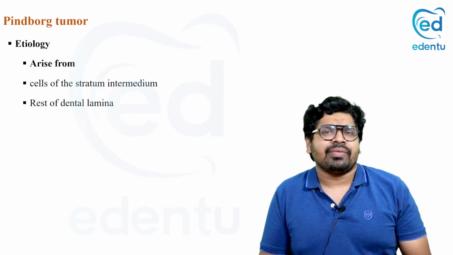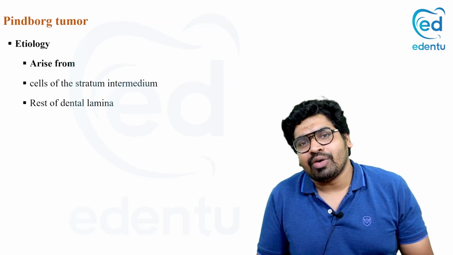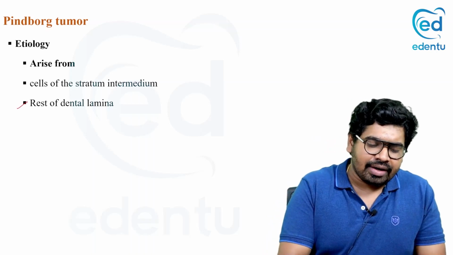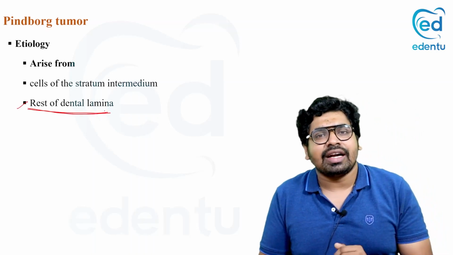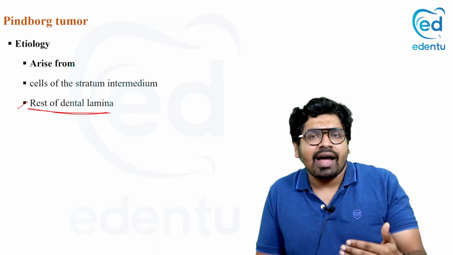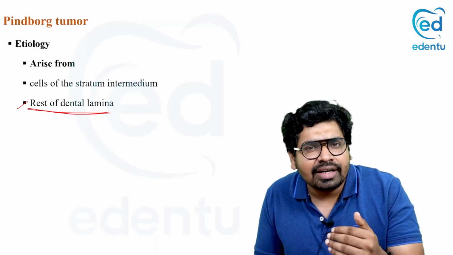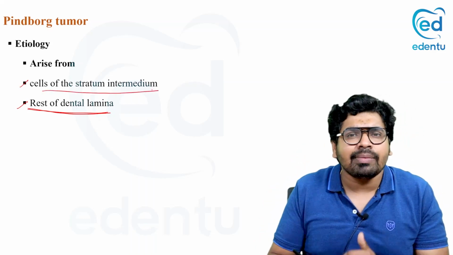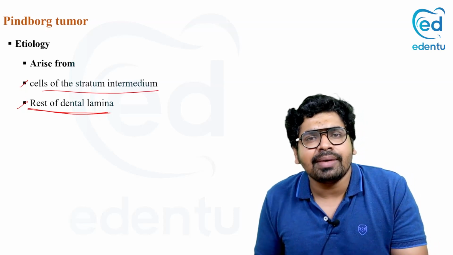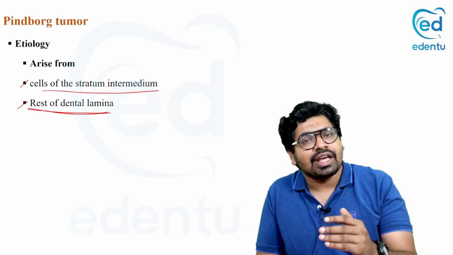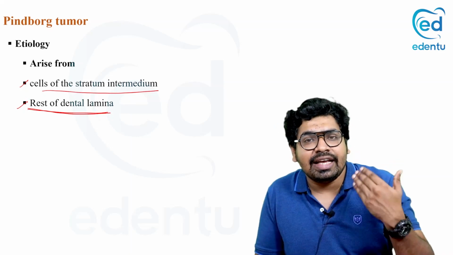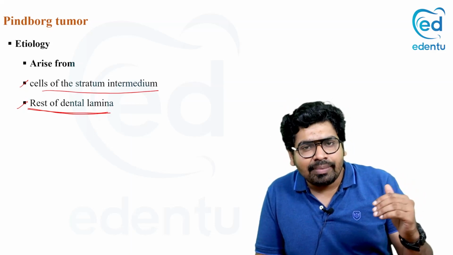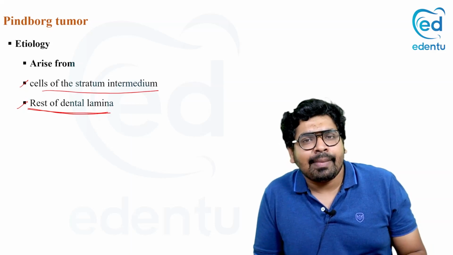Now what is the cell of origin of this Pindborg tumor? It can arise from the rest of the dental lamina. But latest advances have shown that rather than from the dental lamina, the more chance is that it arises from the rest of the stratum intermedium. The stratum intermedium cells are a type of cells seen in the odontogenic epithelium. You can revise your dental anatomy and dental histology. There you have stratum intermedium cells, which are present in the enamel organ.